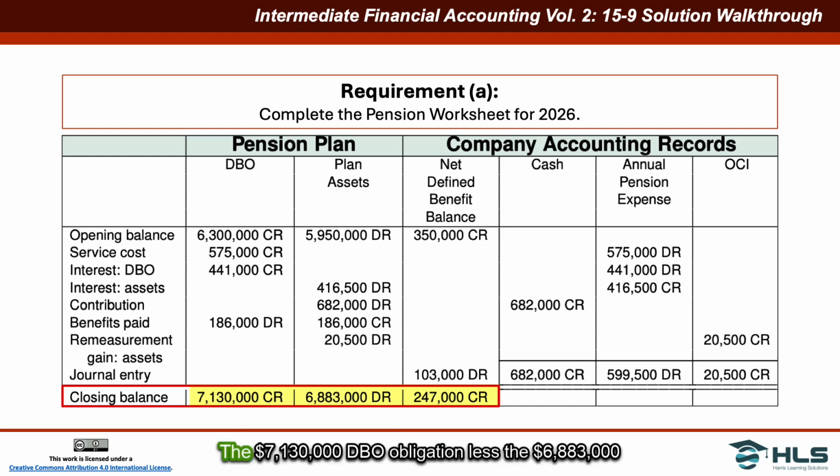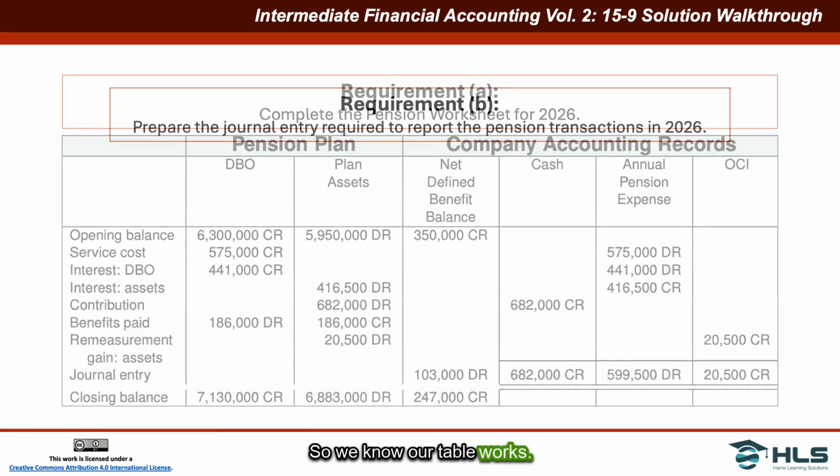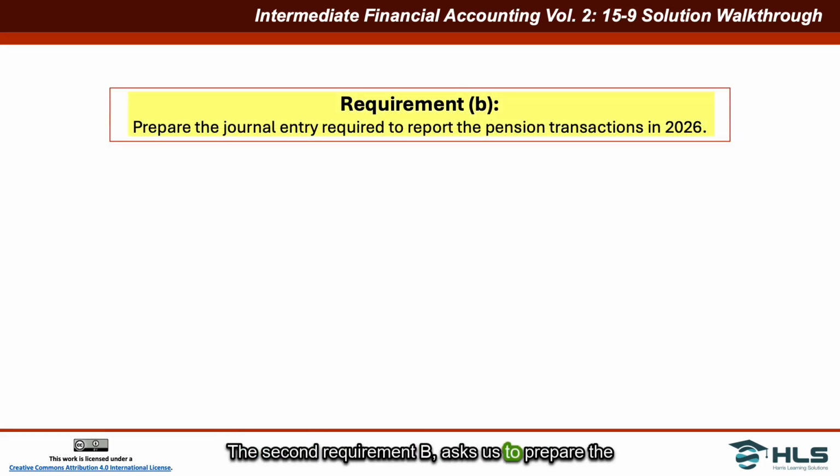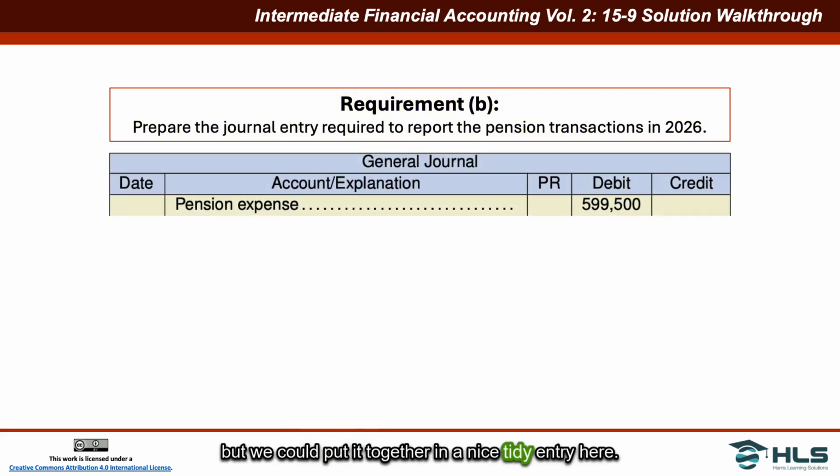And they do. The $7,130,000 DBO obligation less the $6,883,000 plan asset balance is a net obligation of $247,000. So we know our table works. The second requirement, B, asks us to prepare the journal entry required to report the pension transactions in 2026. In essence, we've already done this, but we can put it together in a nice tidy entry here.